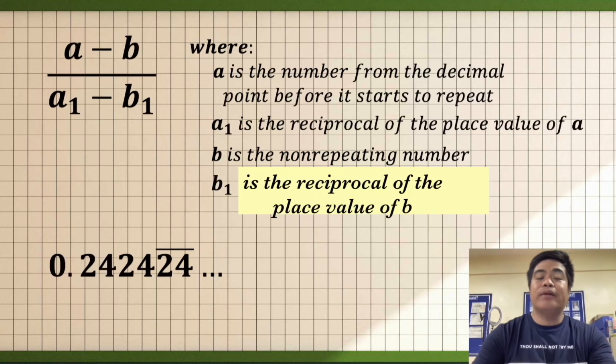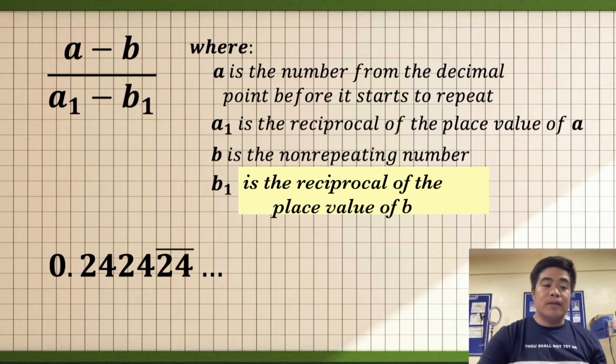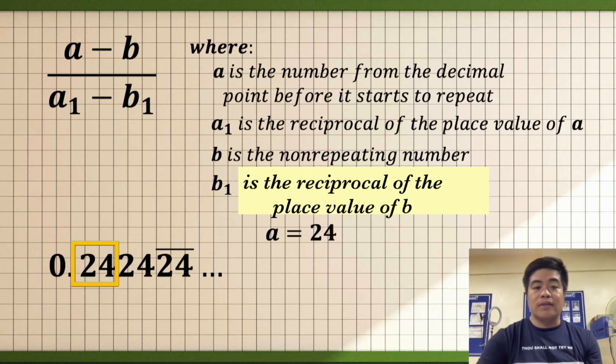Let's have an example. You have 0.242424. Kanina, yung nasolve natin, that's equivalent to 8 over 33. Tingnan natin kung 8 over 33 ba. But first, we're going to identify the values of our variables sa formula. Our a is the number from the decimal point before it starts to repeat. So that's 24, no? Repeating natin yung 24. So from the decimal point, it's 24. So our a is 24.